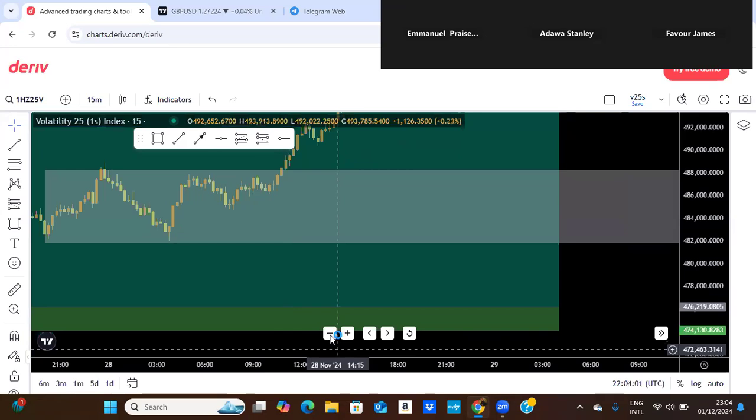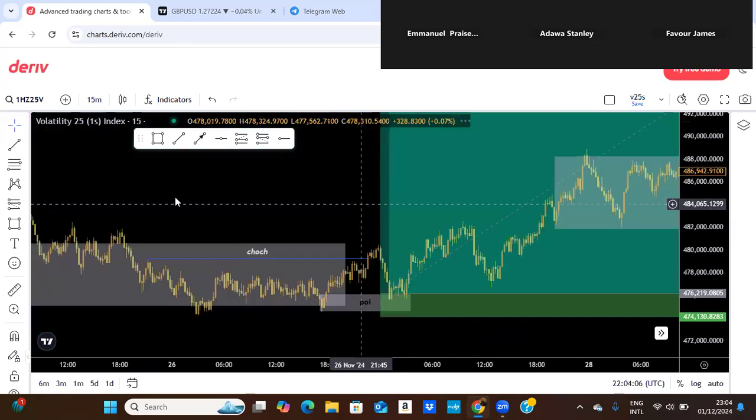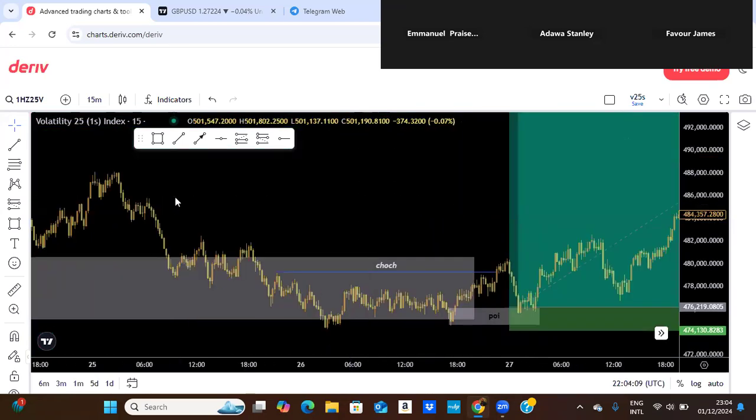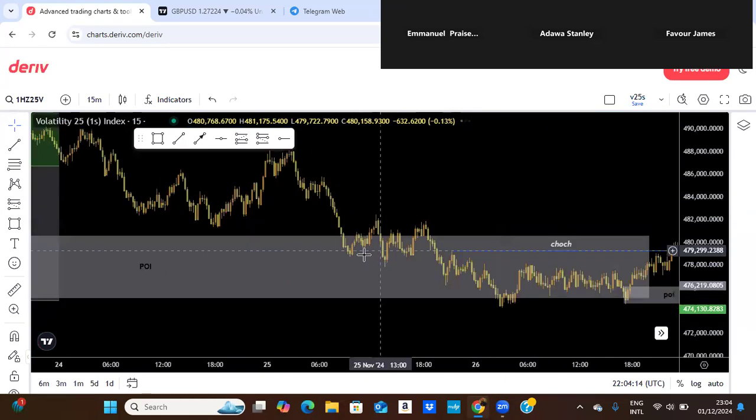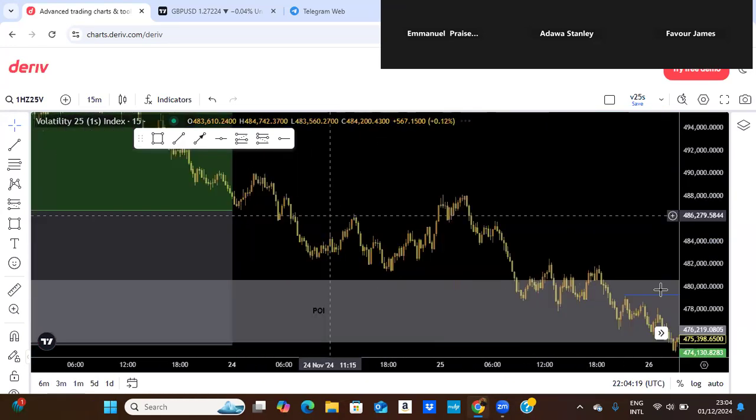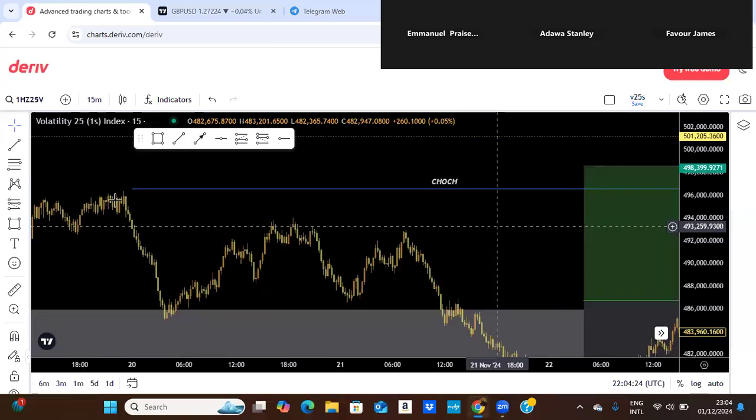now on this time frame, market got into my point of interest. So immediately market got into my point of interest, I came down to 15 minutes to start looking for entry. See where it got back into my point of interest, right? Remember, 4 hours change of character.